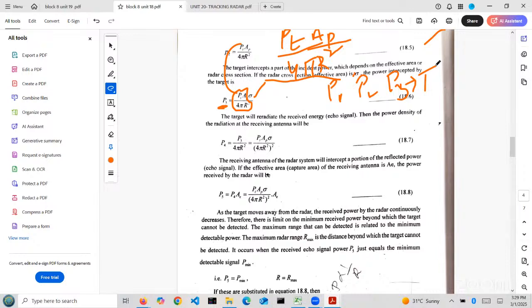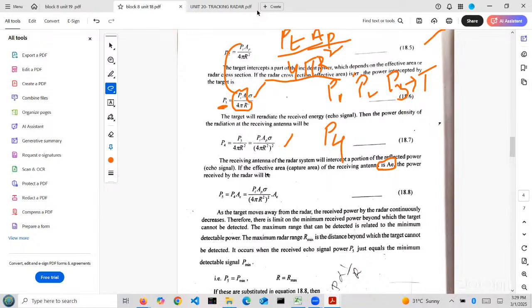For the receiving section, I am calling the power P4. What is the P4 formula? P3 by 4 pi r square. So substitute P3. The above equation we will substitute and we will get this equation. After getting the fourth power density, to this one I am multiplying the gain across the receiver side. Gain across the receiver side gives P5. We will get this equation. So we will write this.